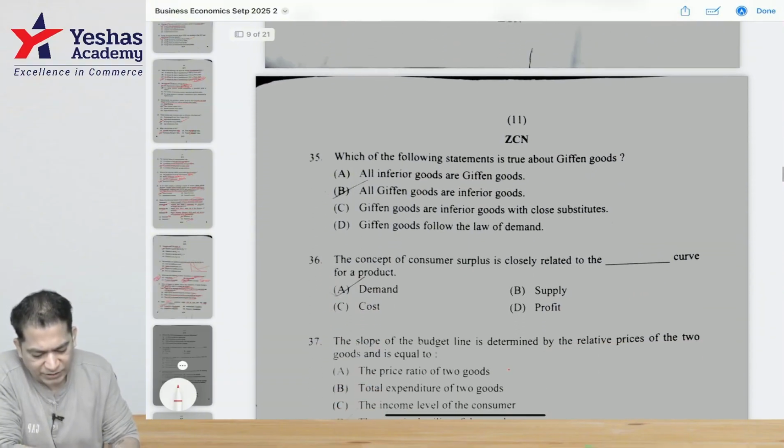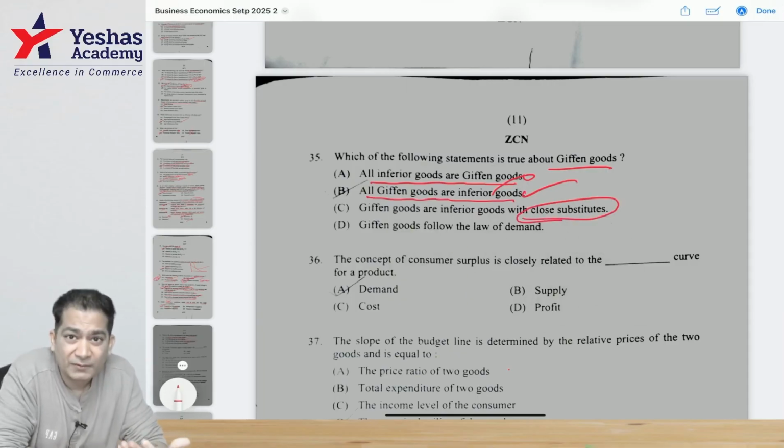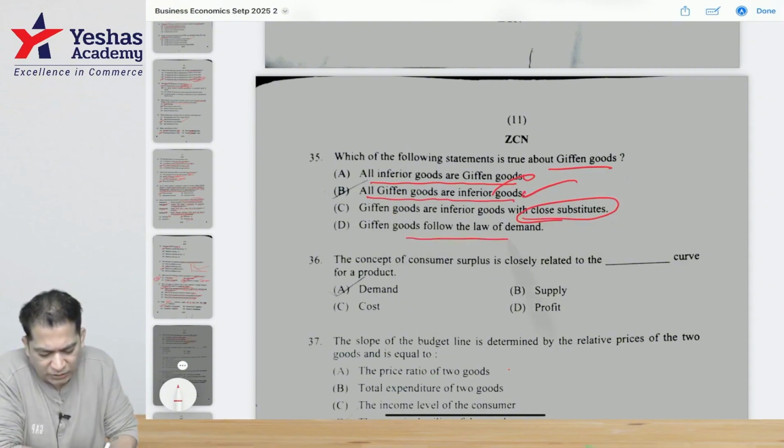Which of the following statements is true about Giffen goods? All inferior goods are Giffen goods. Absolutely no. All Giffen goods are inferior goods. Absolutely true. Giffen goods are inferior goods with no close substitute. No. If a close substitute is available, then the concept of the Giffen phenomenon will not work. Giffen goods follow the law of demand. No, it violates the law of demand. So only B is correct.